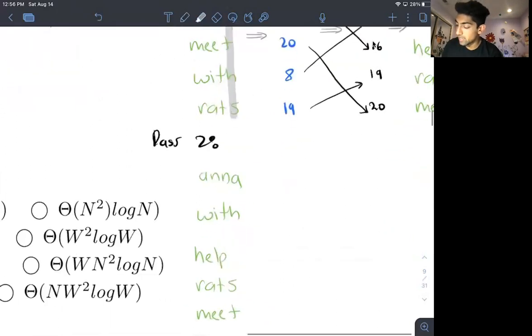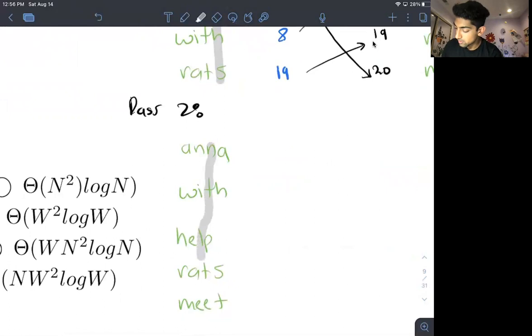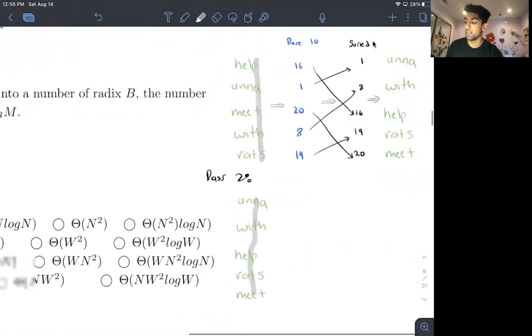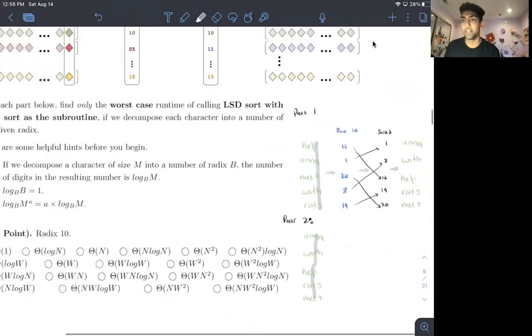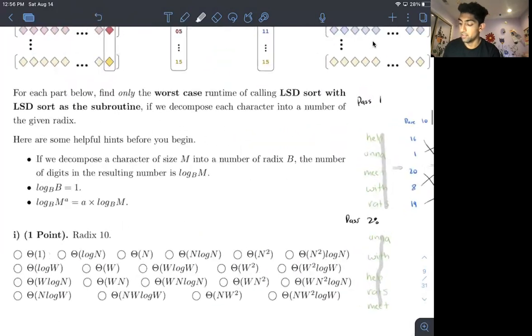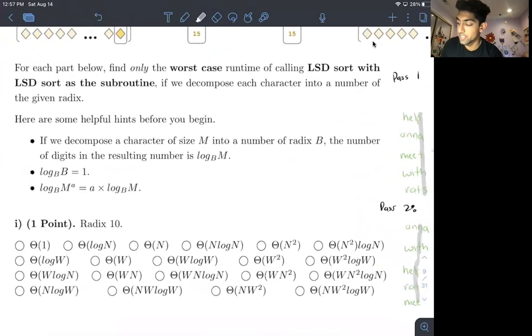So now we're going to be looking at this digit here, right? And then we're going to repeat this behavior. So it's a bit more complicated than before, but hopefully this example illuminated what's happening here. So the problem continues to say, for each part below, find only the worst case runtime of calling LSD sort with LSD sort as the subroutine.